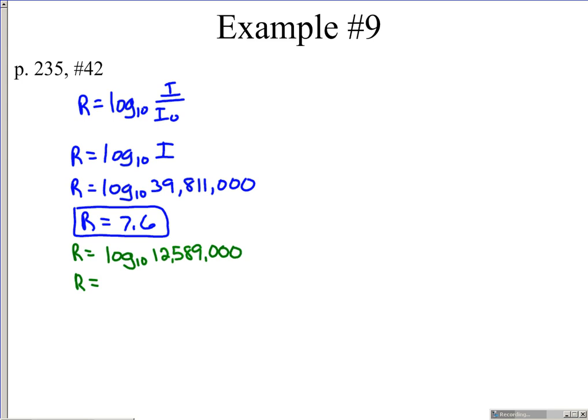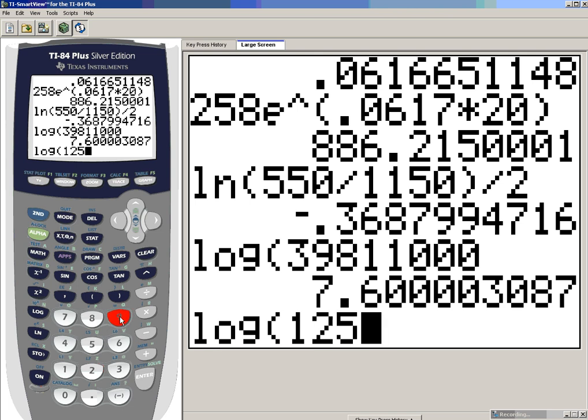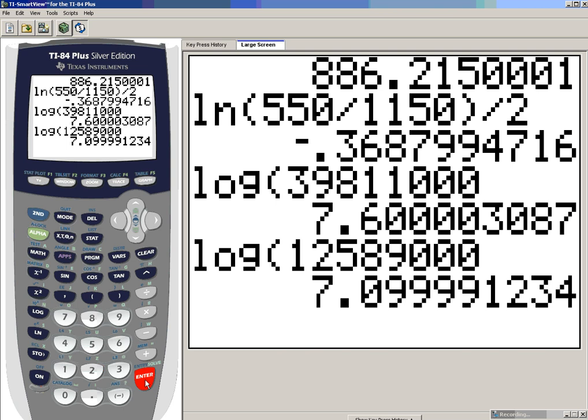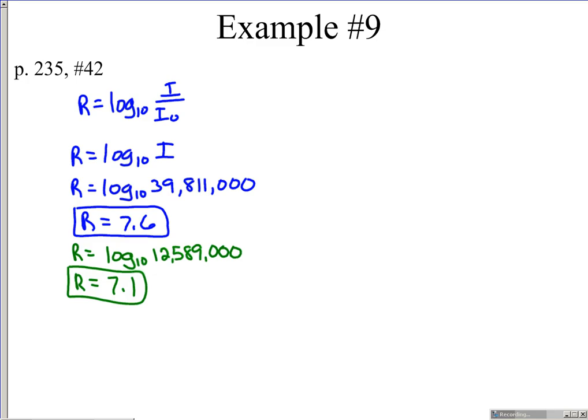Plug that into your calculator, though. And what's our Richter scale measurement? Well, we have log of 12,589,000. Hit enter, and you see on the Richter scale, that's going to be a 7.1 magnitude. So we can see on the Richter scale, when it differs by only a half a point here from a 7.6 to a 7.1, most people would say, oh, 7.6, 7.1, not much difference there. Is actually an increase of intensity of almost 3 times as intense as the earthquake in B.